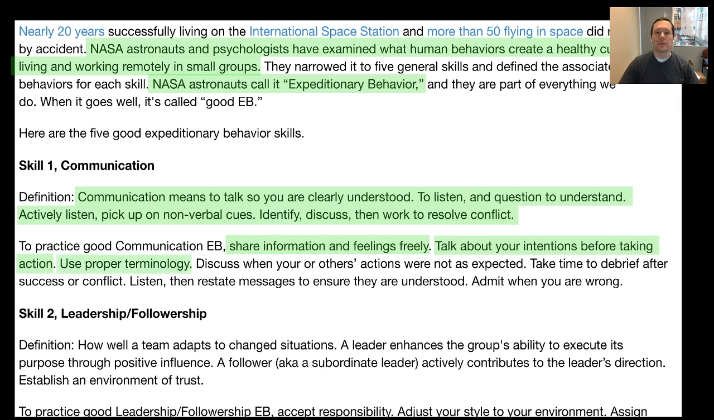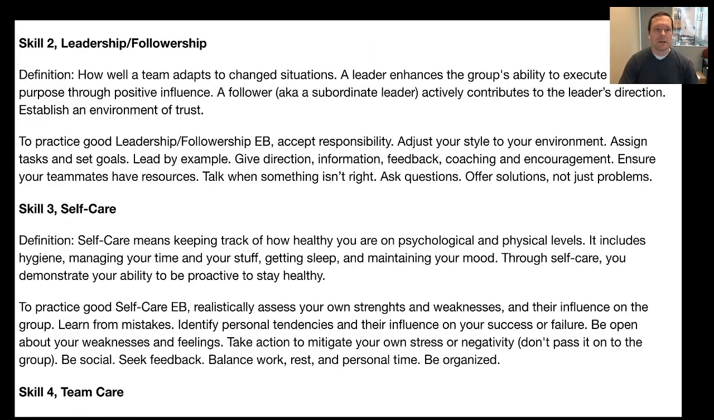Personal favorite, use proper terminology. If you mean criterion, say criterion. If you mean measurement system, it's not a metric. Be proper. And always have the discussion when things don't work out as you expect. So communication, this notion of leader and followership, their definition is kind of nice. Enhancing the group's ability to execute through positive influence, and the notion of a follower actively contributes to the direction.